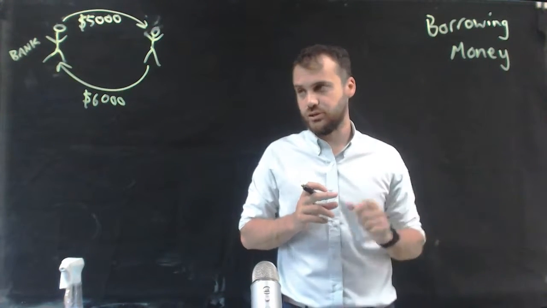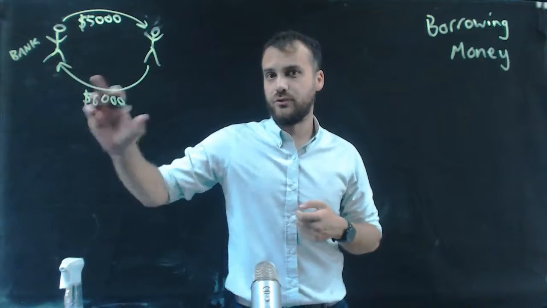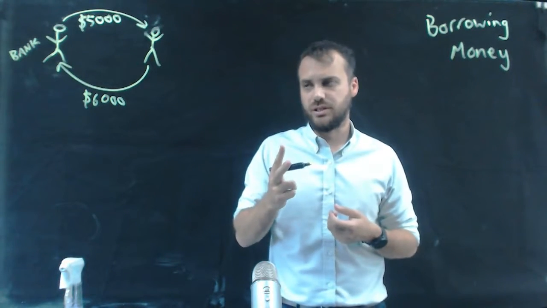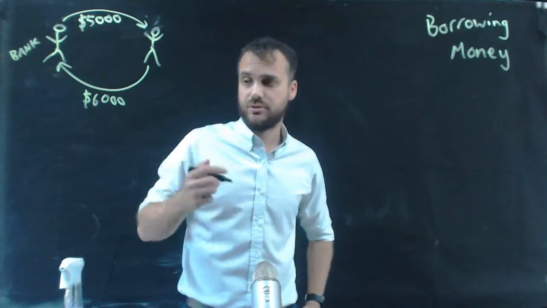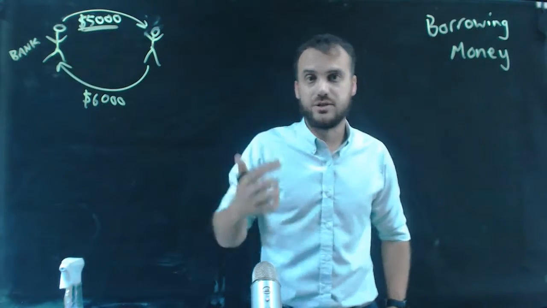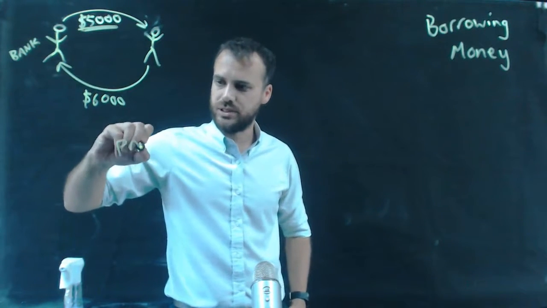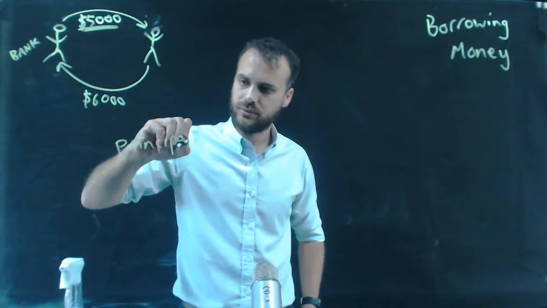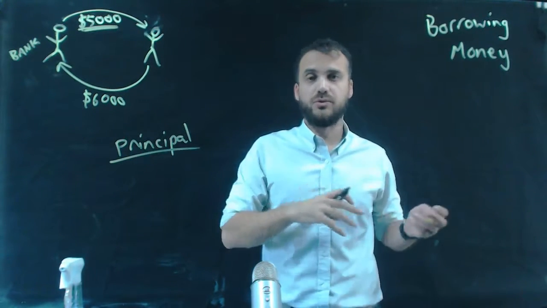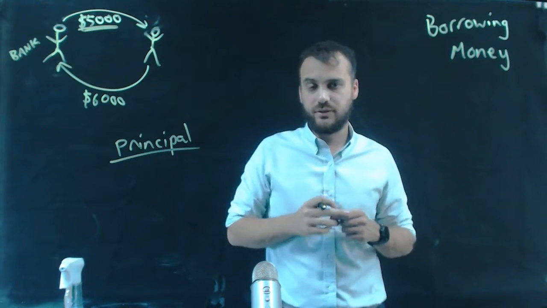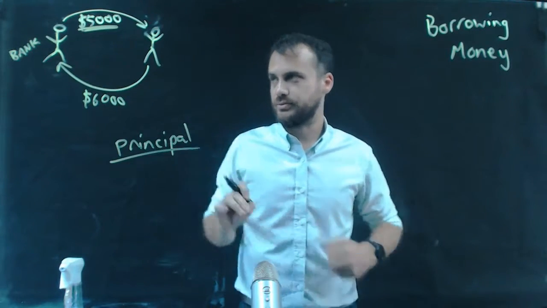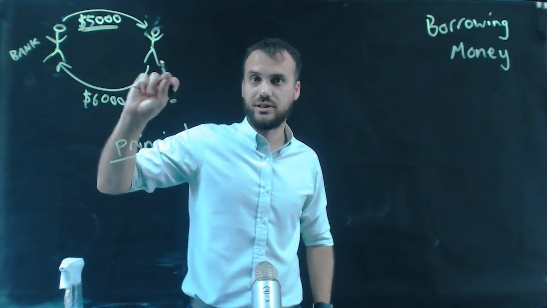Now for the next little bit, we're going to be talking about simple interest, and the amount of profit that the bank makes is based upon two different things, really. Let's say three different things. First, it's based on how much money they lend you. We call that the principal. Okay, so if they lend you $5,000, they're going to want more than $5,000 back. If they lend you $10,000, they're going to want more than $10,000 back. Principal, that's the amount that they lend you.